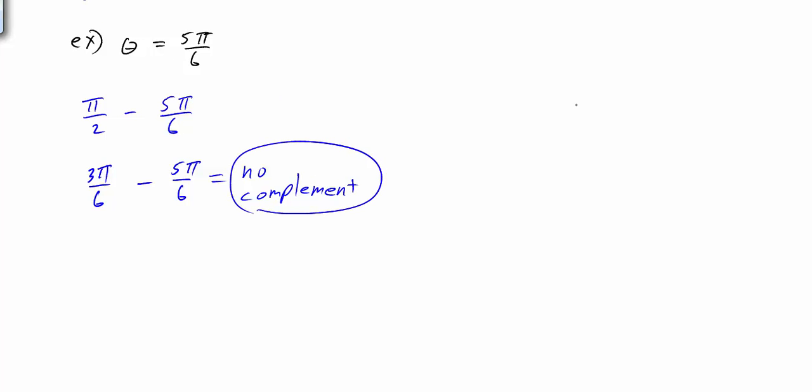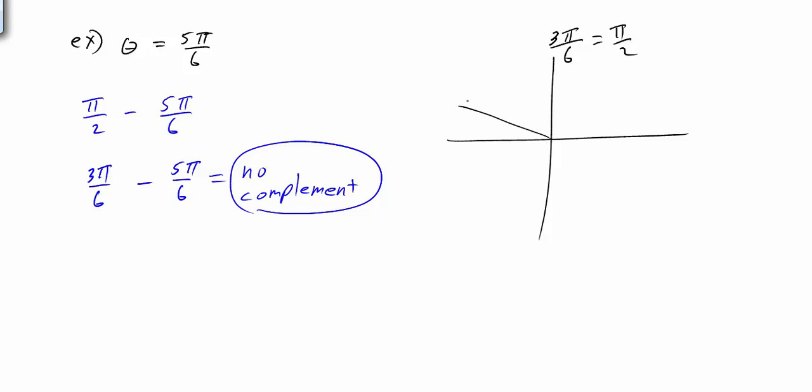And there's no complement because if we look at this, the angle 5 pi over 6, well, if we think of dividing this like we did before into 6 equal parts, 3 pi over 6 is the same thing as pi over 2. So that tells us that 5 pi over 6 is definitely going to be bigger, so it's already bigger than pi over 2. So your 5 pi over 6 is probably close to this location here. Okay, so there is no complement.